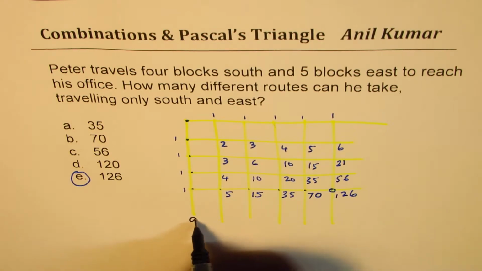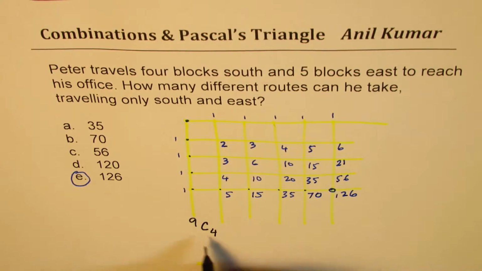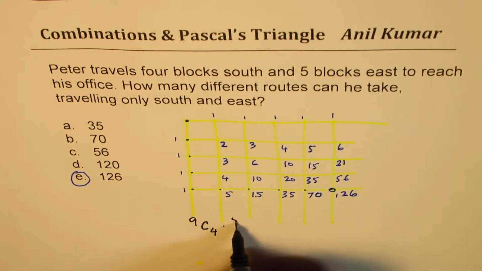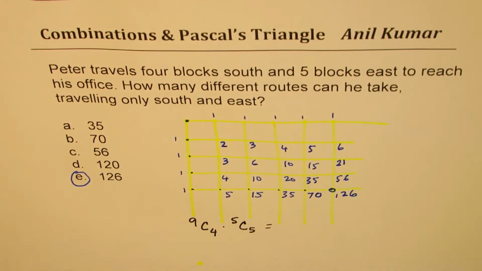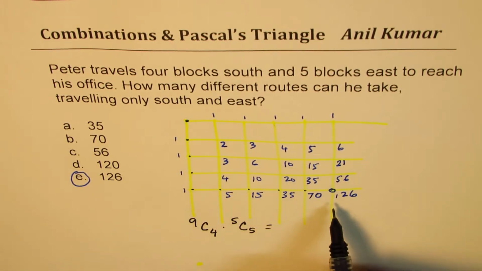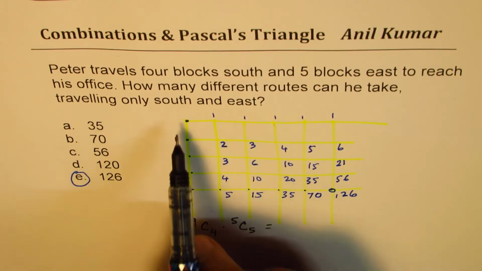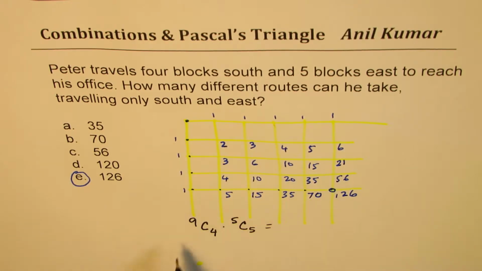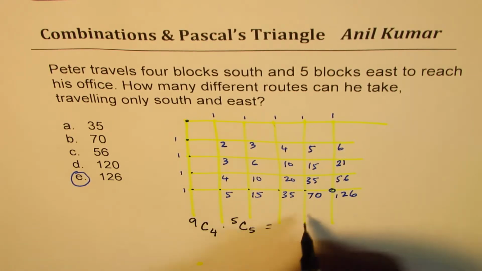So out of 9 blocks, Peter travels 4 south. Now Peter needs to travel 5 more from 5 remaining. So times 5C5. So that gives you the answer. You know 5C5 is 1. So it is basically 9C4 which you need to work for. Combinations of any 4 coming downwards will lead from here to there. Perfect. So that gives you the answer straight away.